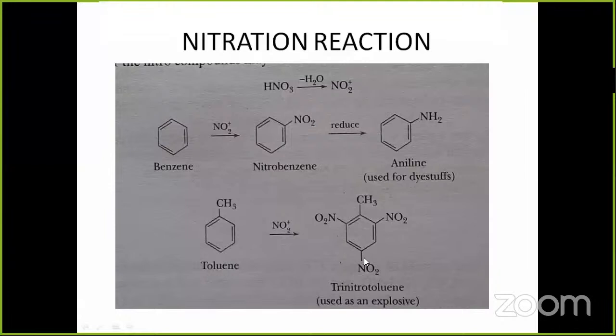The abbreviation of the name is TNT. Trinitrotoluene. We use this for explosives, in blasting.